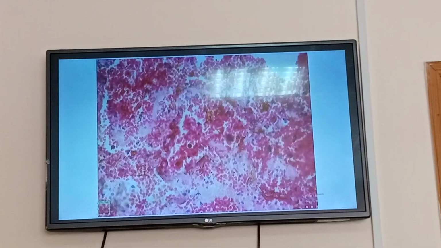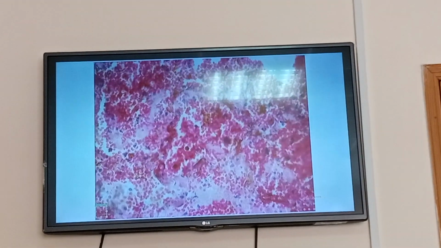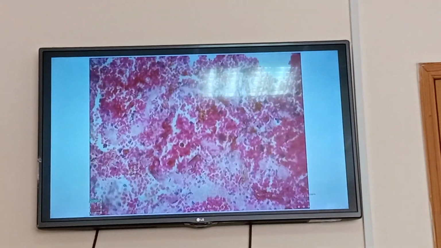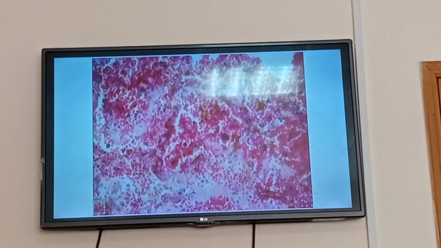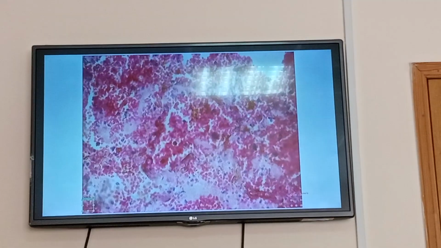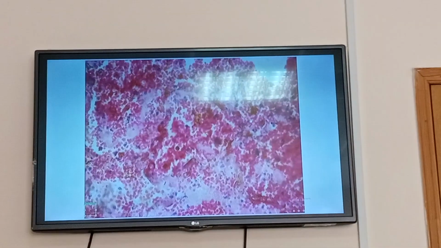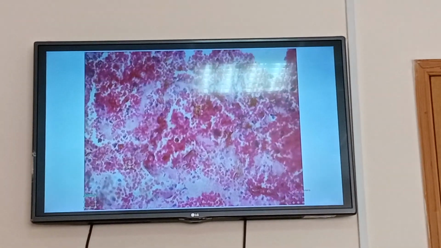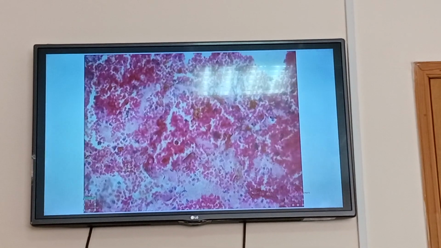In the lungs, there is exudate. Here also visible hemosiderin due to lysis of the RBCs. This is hemorrhagic pneumonia due to flu. Hemorrhagic exudate with RBCs, neutrophils, hemosiderin, and thickened alveolar wall.